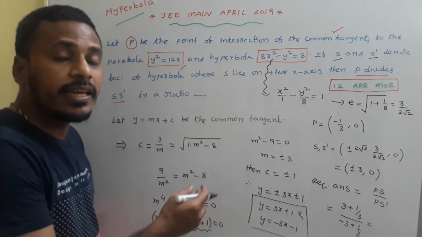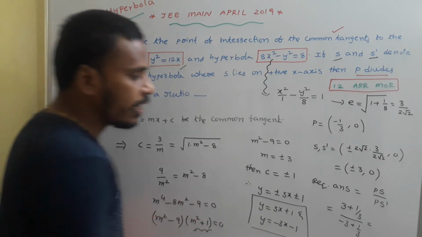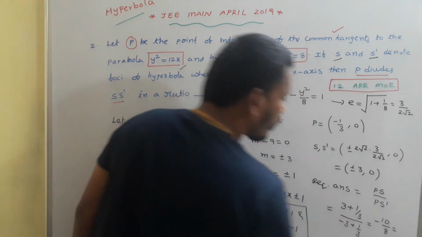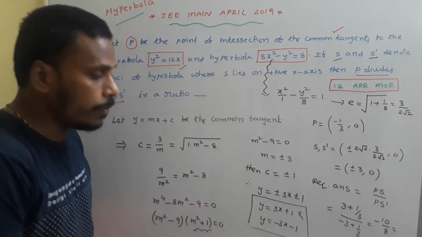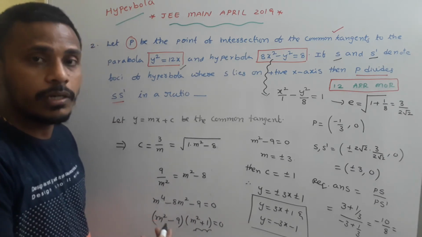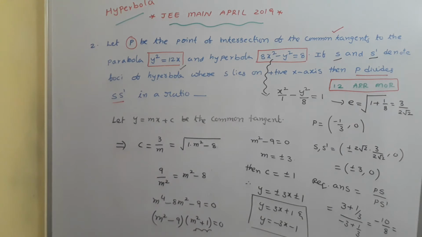3 threes are 9, 9 plus 1 is 10 by 3. Minus 9 plus 1, minus 8 by 3. So this is minus 10 by 8. The ratio in which P divides SS dash is minus 10 by 8, which is nothing but minus 5 by 4. Okay, have a look.